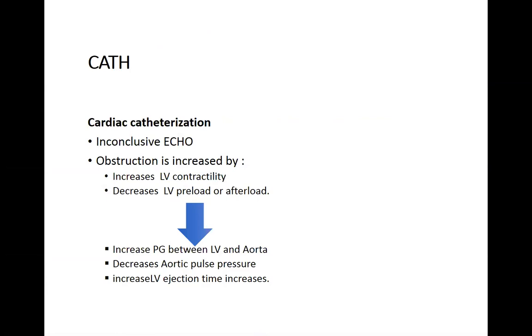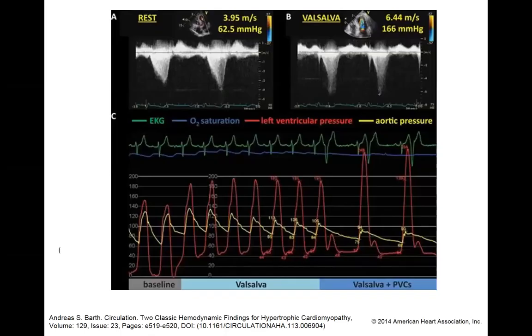Cath, when I do cath, if it's an inconclusive echo for an obstruction, how do I increase the obstruction? Increase LV contractility. That's why when we give epinephrine, we make the ventricle more dynamic, then this will increase the obstruction. Or when I decrease the preload or afterload, okay? So when I give the patient a nitro, then he will drop his preload, and then he will become more obstructive. So how do I increase the gradient between the LV and aorta? This will decrease the aortic pressure and increase the LV ejection time. So this is very important, okay?